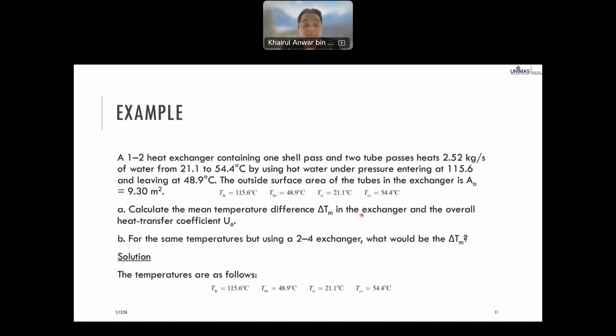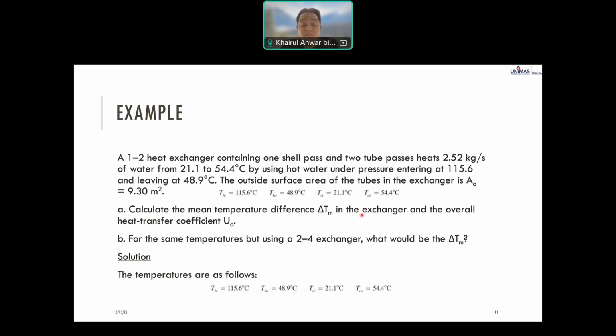Okay, example: a 1 to 2 heat exchanger containing 1 shell pass and 2 tube passes heats water from 21.1 to 54.4 degrees C by using hot water under pressure entering at 115.6 and leaving at 48.9. The outside surface area of the tubes in the exchanger is A0 equal to 9.3 square meters.